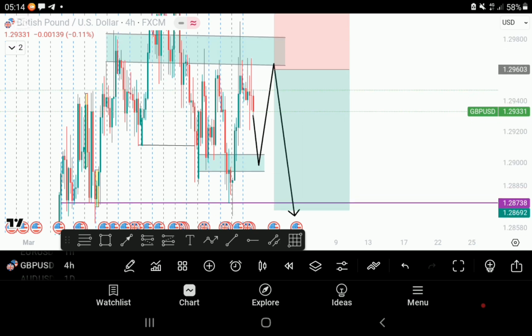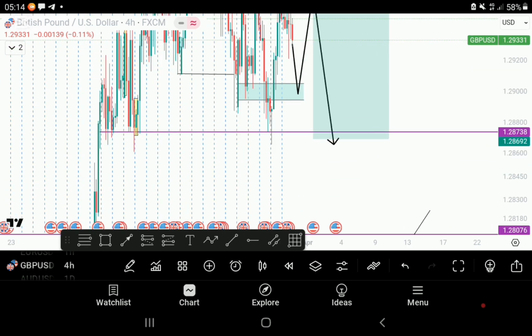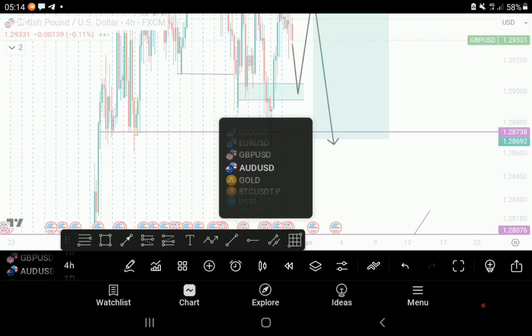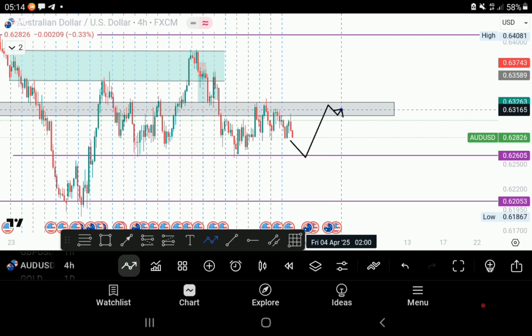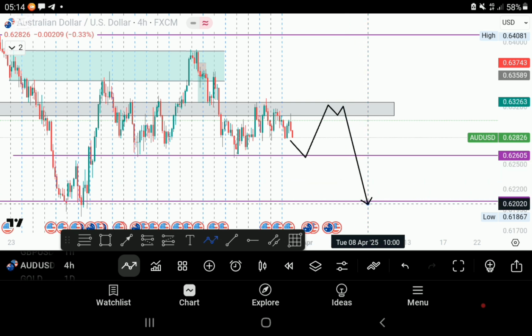Then our AUD/USD, guys, same thing. We expect that the market is going to come down. The market opens on Monday, we expect it to reject, come to this zone, and then give us a sort of pattern, because we will look for a pattern. It gives us a sort of pattern on the lower time frame, and the market will sell down to this zone, guys. This is what we are expecting for our AUD/USD.